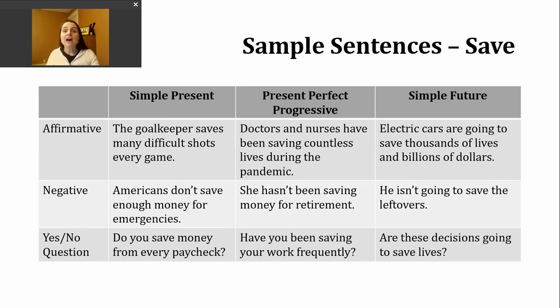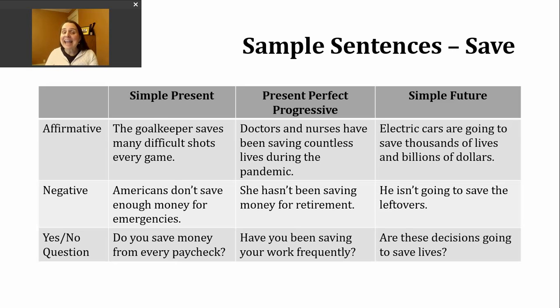So in the affirmative, when I make a sentence in the simple present, I'm going to use the base verb whenever my subject is I, you, we, or they. If my subject is he, she, or it, then I need to add an S to the base verb, and you'll see that in the example here. The goalkeeper saves many difficult shots every game. So again, you might be thinking of soccer as you read this sentence. That's great. And we're talking about a really strong performer who repeats this particular action.